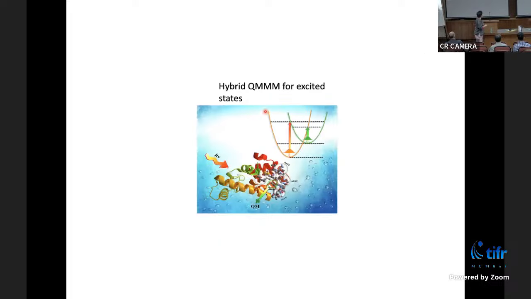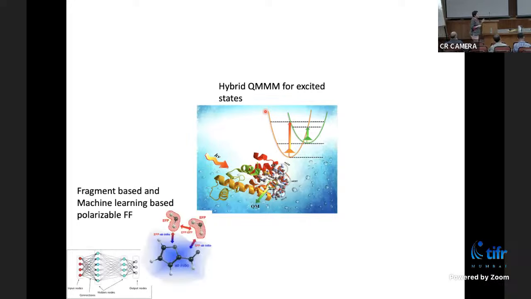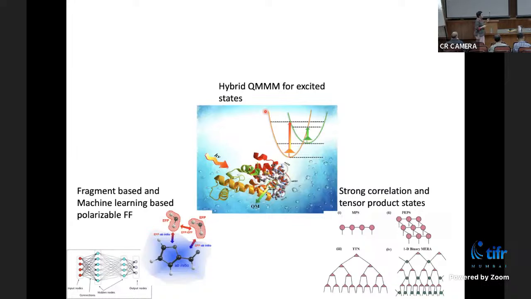So as was mentioned in the introduction, I am interested in photo processes of biological systems mainly, also material systems. And for that reason, I have started my journey by developing hybrid QM/MM methods for excited states. In doing that, you see the hybrid QM and MM part. The MM part was dealt with using polarizable force fields. Either they could be fragment based, or we have also dabbled a little bit in machine learning in that aspect. Today's topic is going to be about the QM part, and we mainly look at tensor product state kind of wave functions. I'll go into the details of them, and probably some of you can see those familiar shapes that Amarto showed yesterday.